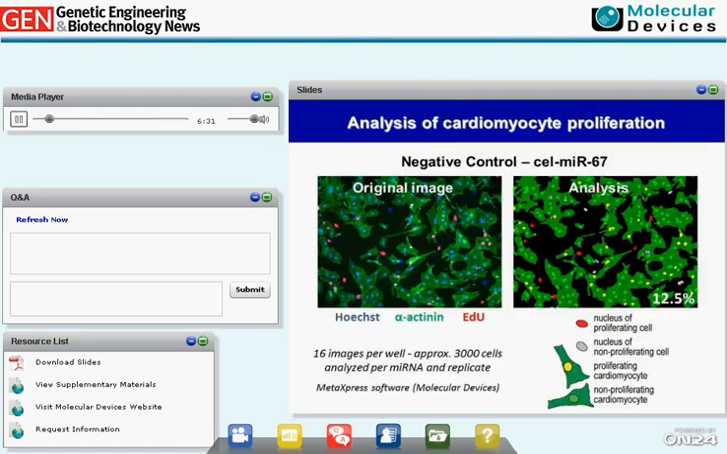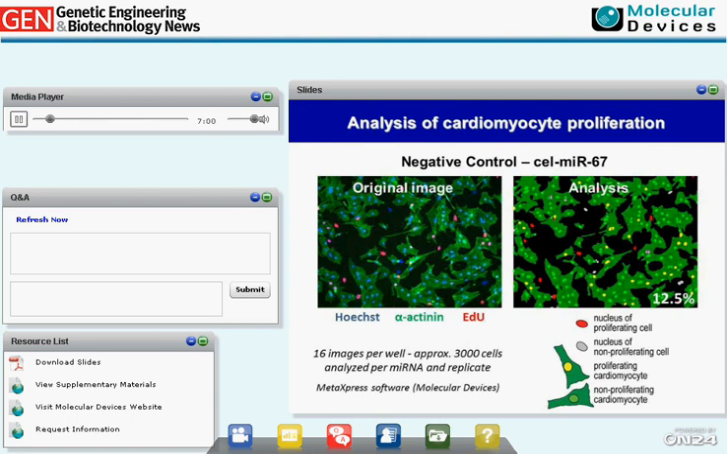So this is how a negative control looks like in our experiments. On the left-hand side, you can see the original image taken by the microscope. And on the right-hand side, you can see the result of the analysis by the software. So in blue, on the left-hand side, you can see the nucleus stained with DAPI. And in green, cells staining for alpha-actinin, which is a marker of cardiomyocytes. And the red nuclei are nuclei of proliferating cells that have incorporated EdU.